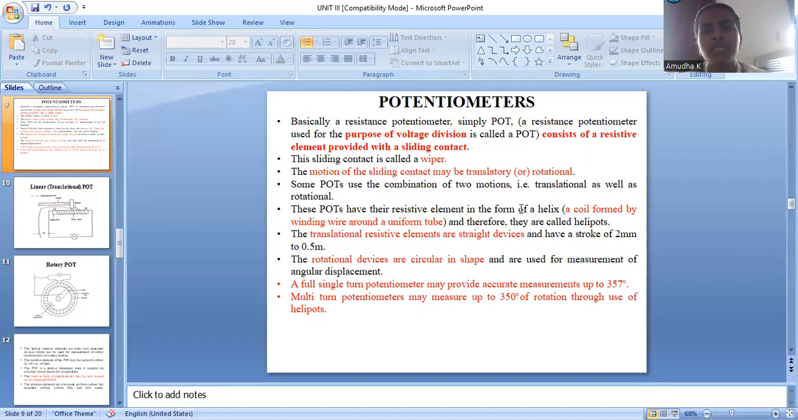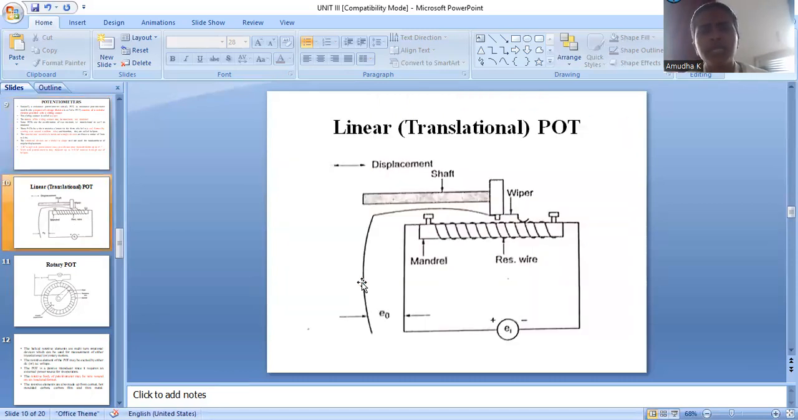The thickness is 2 mm to 0.5 mm. 0.2 mm to 0.5 meter. Okay. Then the rotational devices are circular in shape and used for the measurement of the angular displacement. If not circular, the displacement is just in the X or Y direction, either horizontal or vertical. Okay. So this is the linear translational potentiometer.